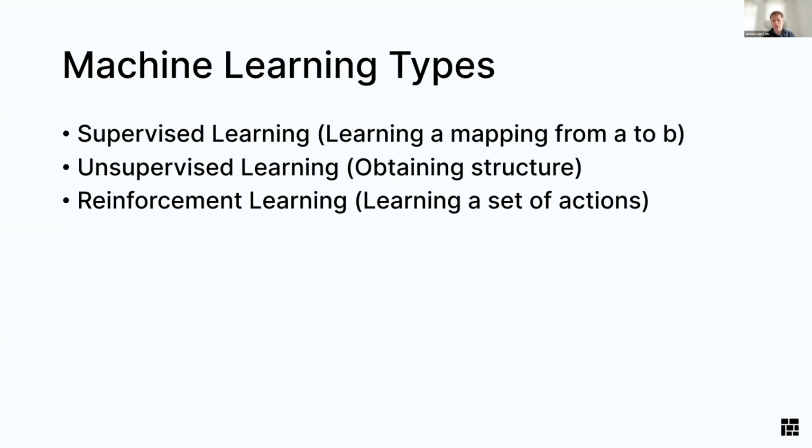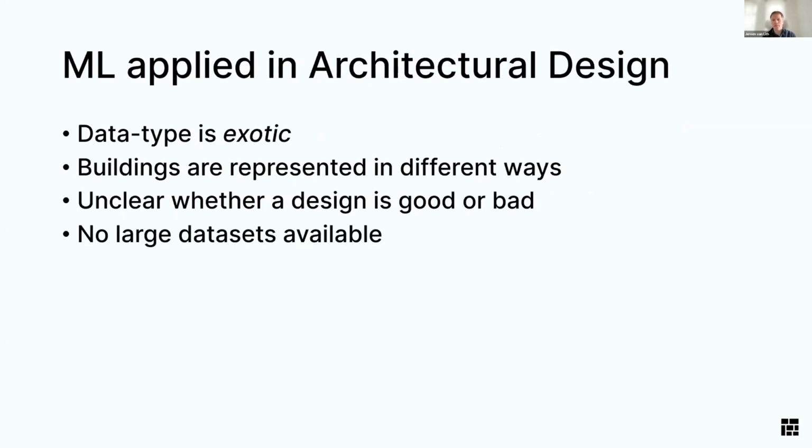And then there's reinforcement learning, which is another type of learning where it's really about not making one decision, but making multiple decisions after each other in order to obtain a certain goal. And we'll mostly talk about supervised learning and unsupervised learning today.